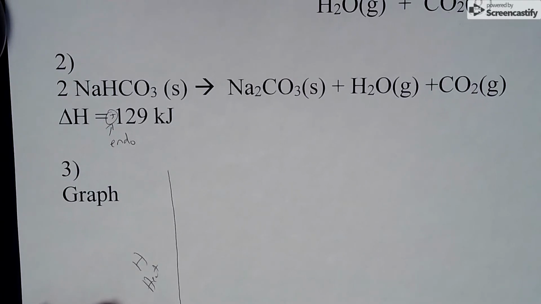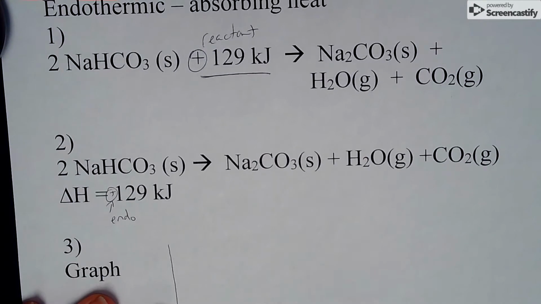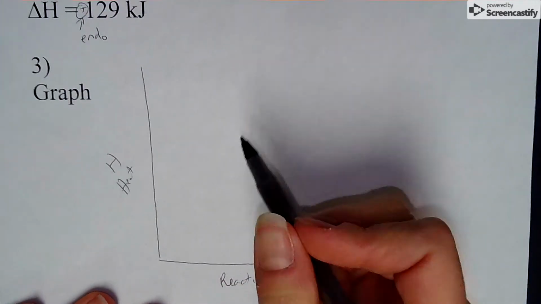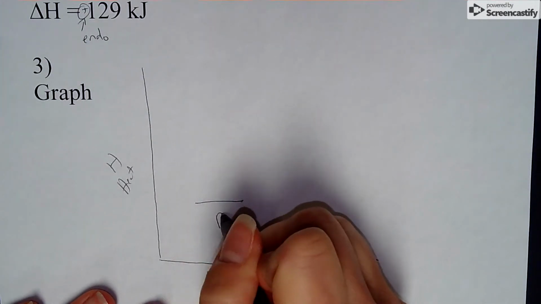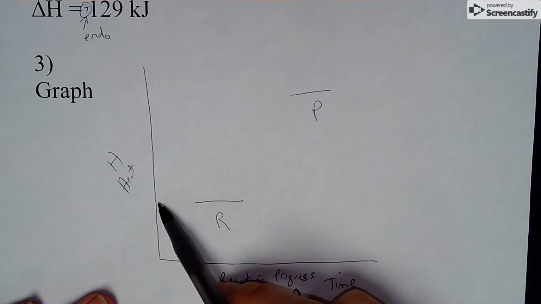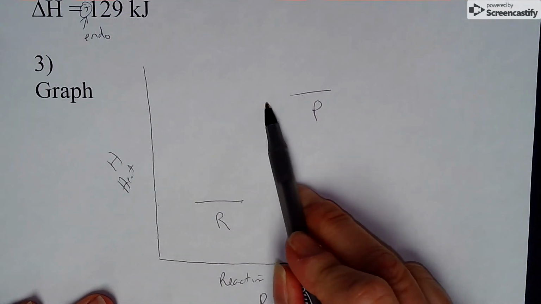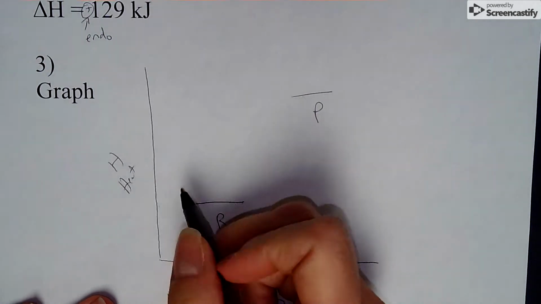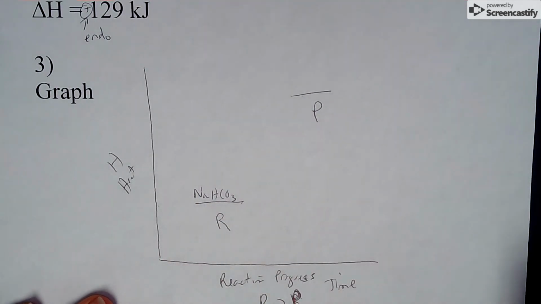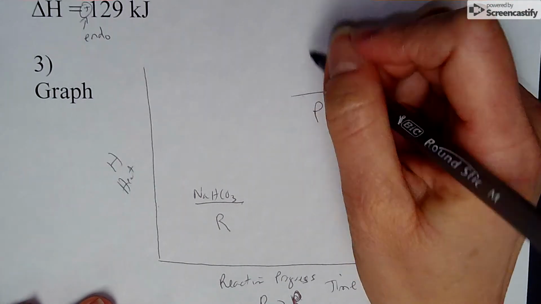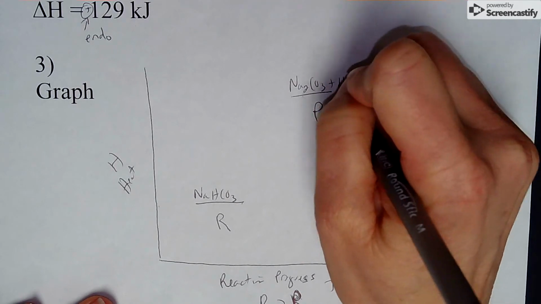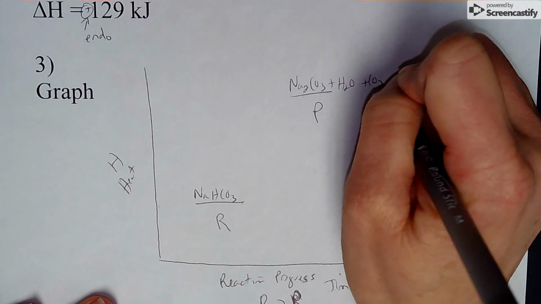So using this as my example, I have to put heat in order to make product. So how you're always going to see the graph is reactants are always going to be lower than the products on this graph in terms of energy. So I have to put energy in to make the product. So my reactant here is just sodium hydrogen carbonate. And then my products are Na2CO3, sodium carbonate, water, and CO2.